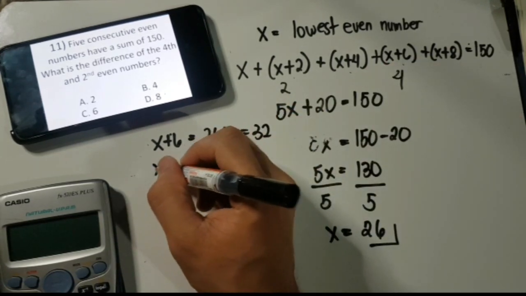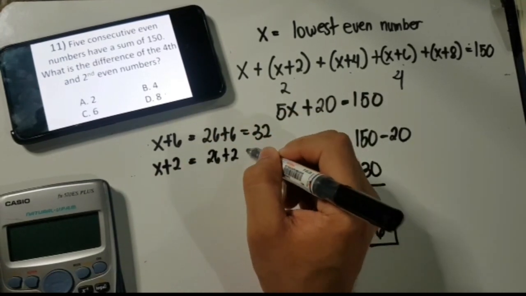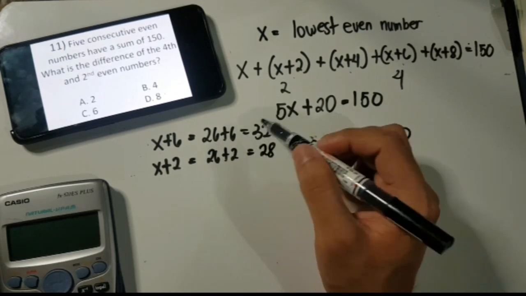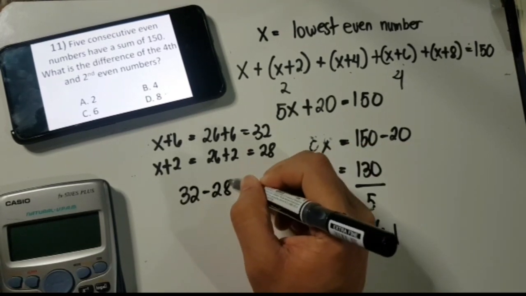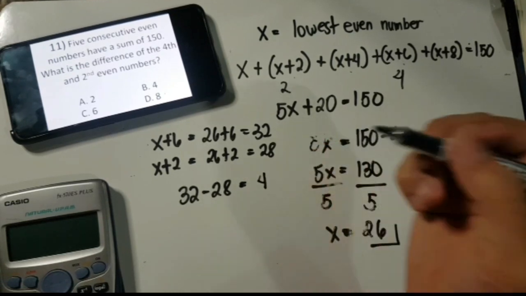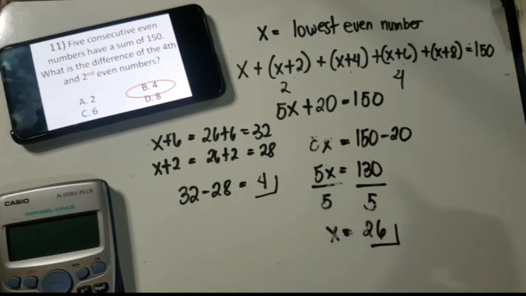So, next, yung second number natin, x plus 2. So, 26 plus 2, so that is 28. And we have to find the difference between these two numbers. So, 32 minus 28 is equal to 4. So, the answer here is letter B.